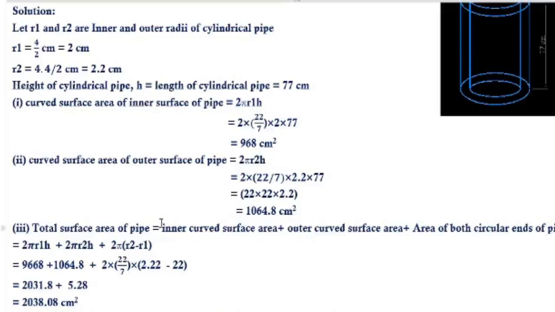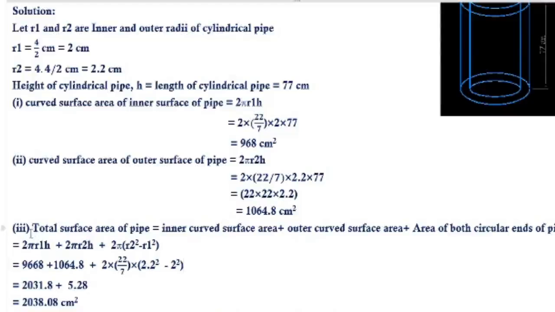Total surface area of the pipe includes inner curved surface area plus outer curved surface area plus area of both circular ends of the pipe. So here we have already calculated inner curved surface area and outer curved surface area. So we have to calculate area of both ends. Here ends are circular rings, so two circles are here. It is called circular rings. So for finding the area, we can use the area of circle.